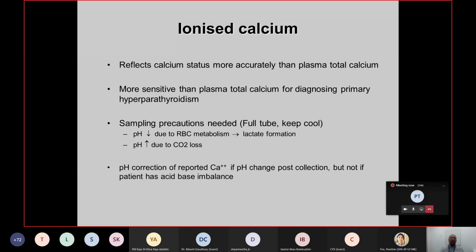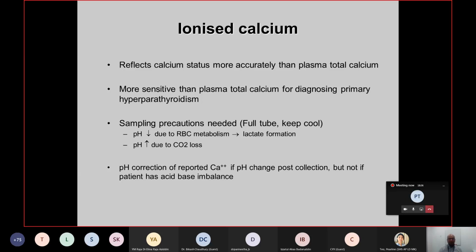So as I mentioned, ionized calcium reflects calcium status more accurately because that's the active form. And we found in practice that ionized calcium is more sensitive for diagnosing hypercalcemia and for diagnosing primary hyperparathyroidism. In practice, ionized calcium is not used as frequently for two reasons. One is traditionally total calcium has been used because it's easier, cheaper. Ionized calcium needs an ion selective electrode for calcium. It's more expensive and more fiddly, and also sampling and sample handling is important for ionized calcium.